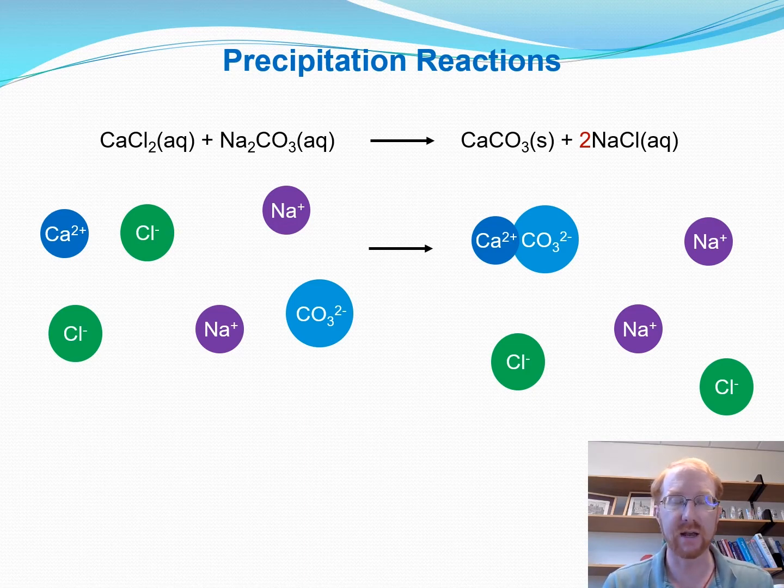On the reactant side, everything is dissolved and in solution. And on the product side, we see the calcium and the carbonate stuck together, precipitating out, and then the sodium and the chloride is still floating around in solution, completely solvated.